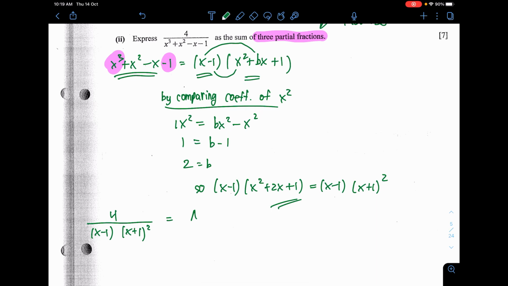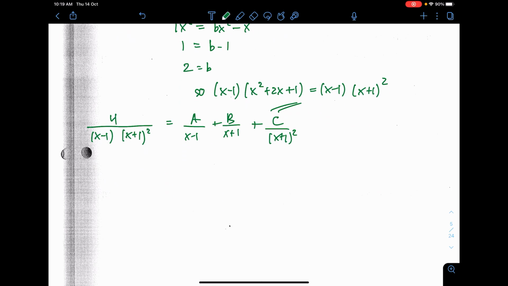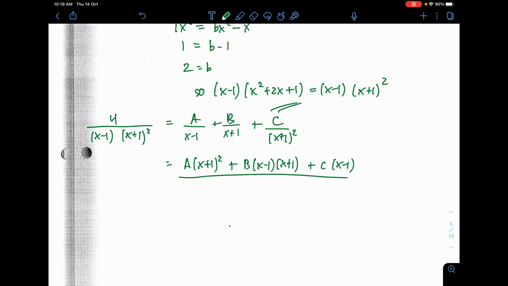Split them into A over x minus 1, B over x plus 1, and C over x plus 1 bracket square. Now, working on the A, B, and C, I'll try to make the same denominator. The first fraction I'll multiply by x plus 1 bracket square. The second, I'll multiply by x minus 1, x plus 1. And the last fraction, C, just multiply by another x minus 1.